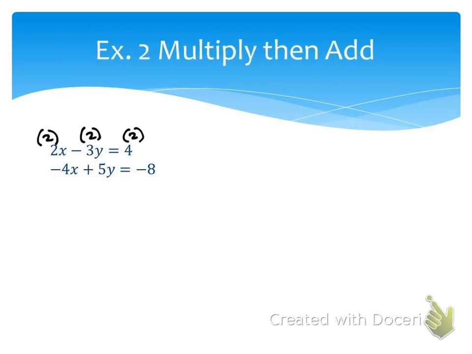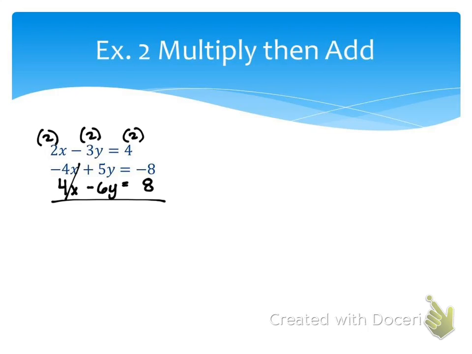Now, I don't need to do anything to my bottom equation because it's staying just like it is. I'm only changing my top equation. So my new equation is going to be 4x minus 6y equals 8. Now do I have something that will cancel out? Yes, the negative 4x and positive 4x. So I can solve it just like I did my other problem.